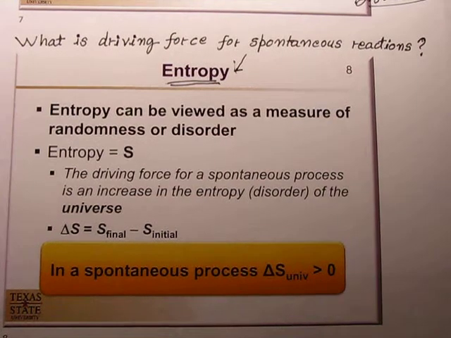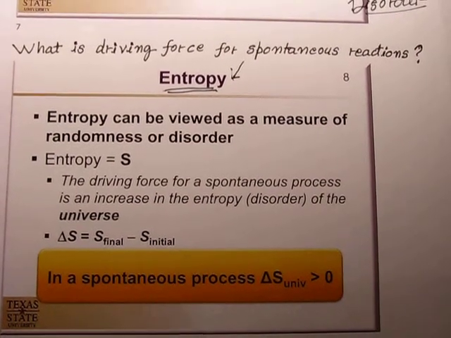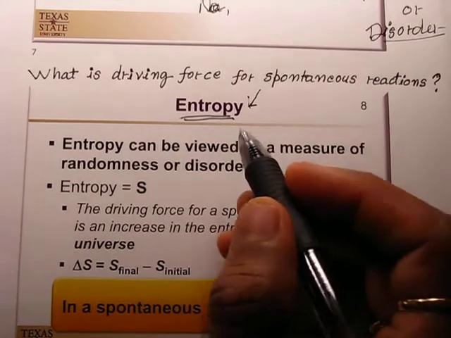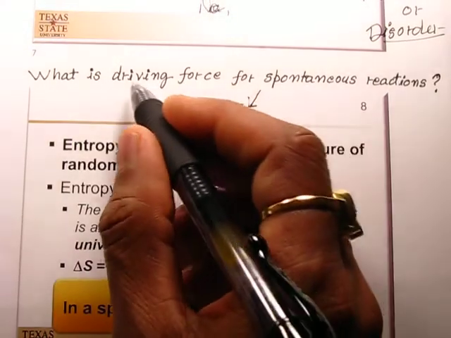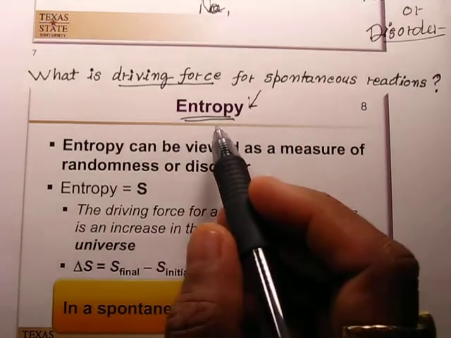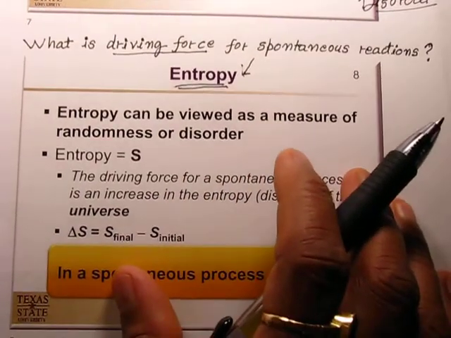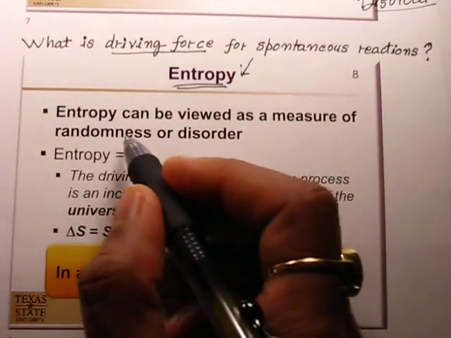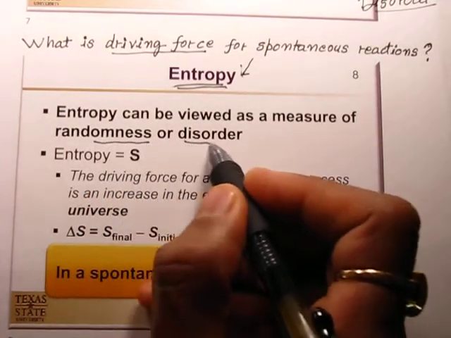So in this video we will study about entropy. As we have seen in the previous video, entropy is the main driving force for any spontaneous process. So what is the meaning of entropy? Entropy can be viewed as a measure of randomness or disorder.